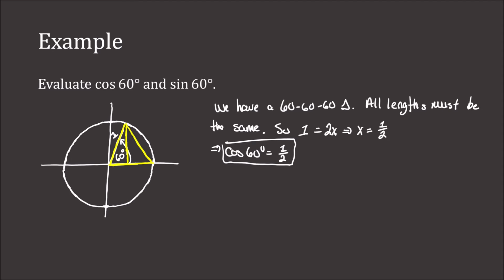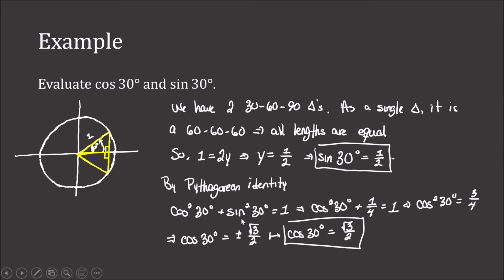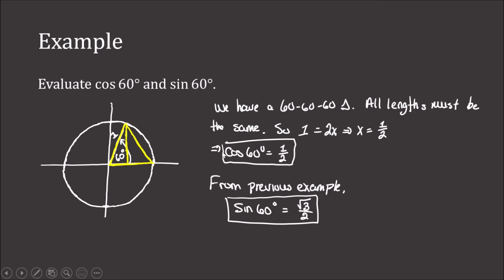Well, from the previous problem, we conclude that the sine of 60 degrees must be the square root of 3 over 2. Right? Because if we go back and look at the previous example, notice sine of 30 was 1/2. When we did the math with the Pythagorean identity, we got cosine of 30 as √3/2. Here we have cosine as 1/2. Well, the work is going to be exactly the same. So sine of 60 must be root 3 over 2.